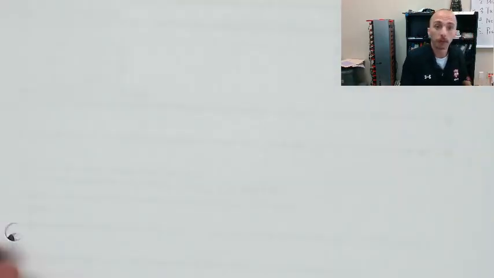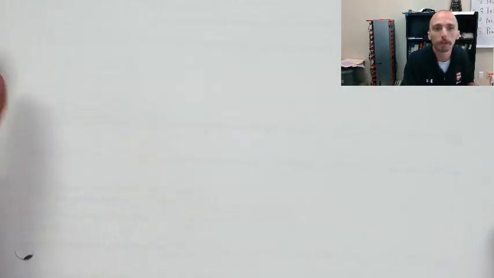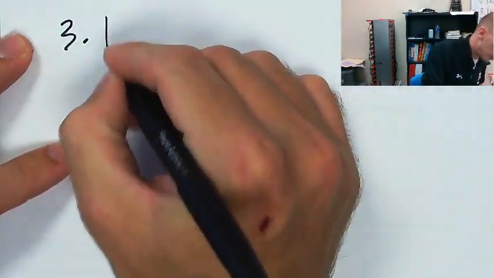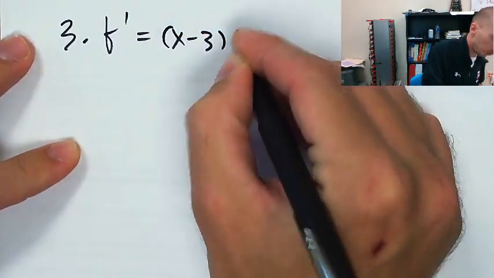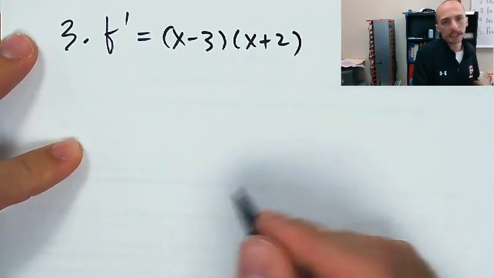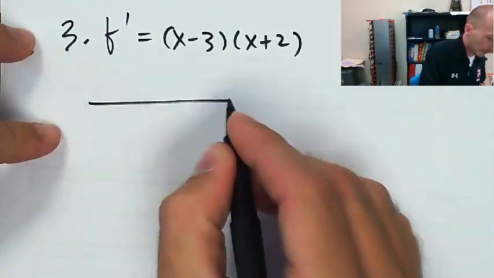All right, for number 3, this one's a little more interesting. They're going to start us off with f prime. I kind of like that. All right, f prime equals x minus 3, x plus 2. This one, I feel like you gotta graph this one. That's the only way to go.